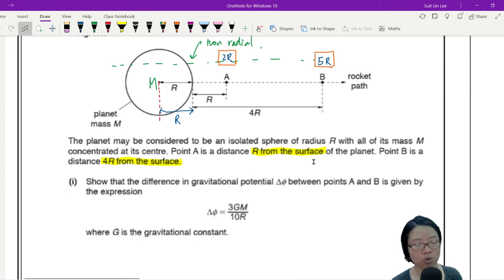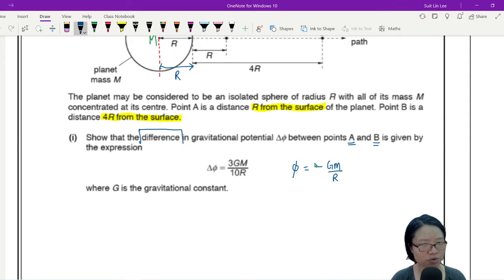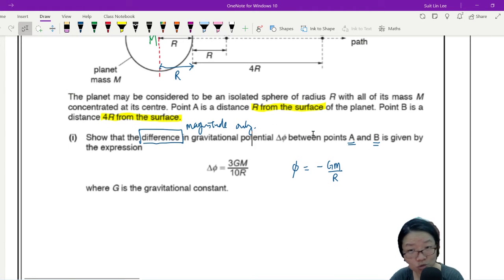Where G is the gravitational constant. Hold on to your horses first. When you see this kind of thing, the first thing you do is write the equation. Write your insurance plan, negative Gm over r. We are going to take A and B. They just want the difference in gravitational potential. So in this case, the magnitude matters. We don't really care whether it increases or decreases. Well, it really depends. If you move from A to B, potential increases. If you move from B to A, potential decreases. And they didn't even say, they just say the difference between these two points.